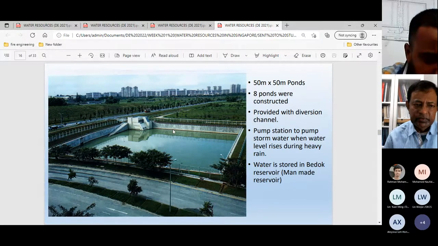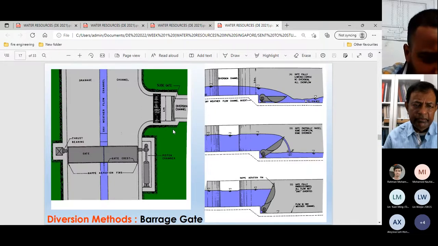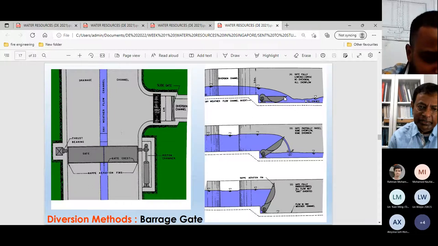Okay, so this is one of them. The second method by which they are also diverting the water is by a barrage gate. So this is a barrage gate. Under normal circumstances, it will lie flat. In other words, it will not divert the water, and it will not be obstructing the flow, so the flow will continue to flow.